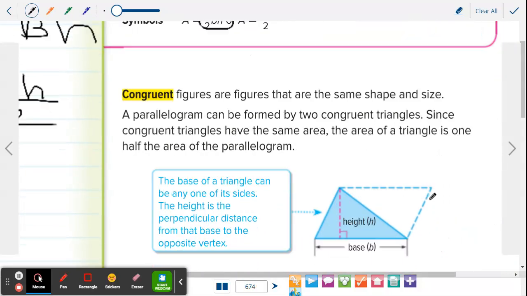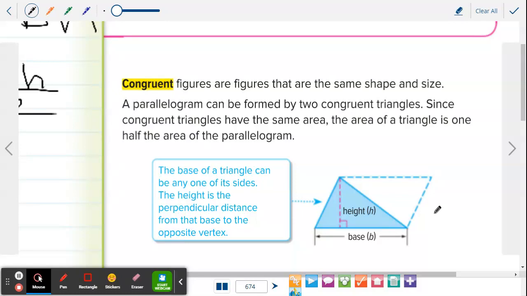They also go on to talk about congruent figures. Congruent figures are just figures that are made up of the same shape and the same size. So a parallelogram is formed by two congruent triangles, like we found on the first page. When you put two of the same triangles together, it forms a parallelogram.